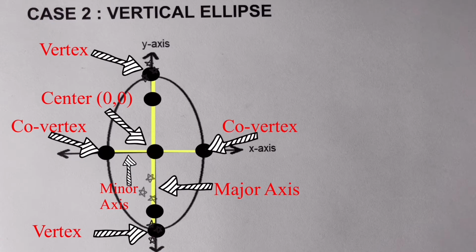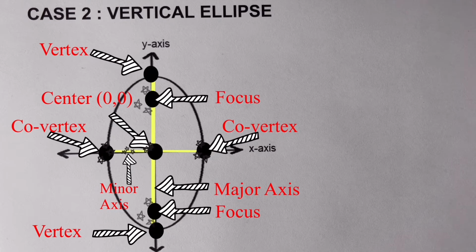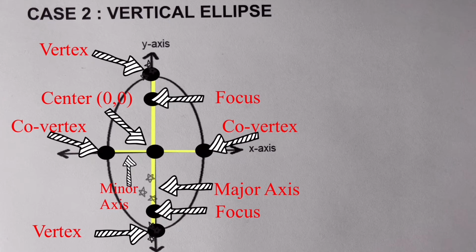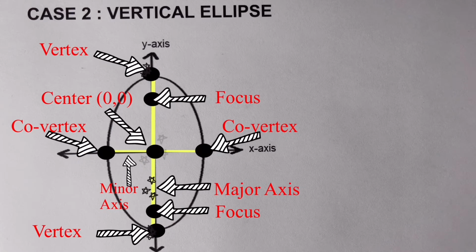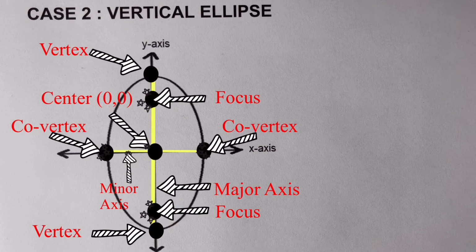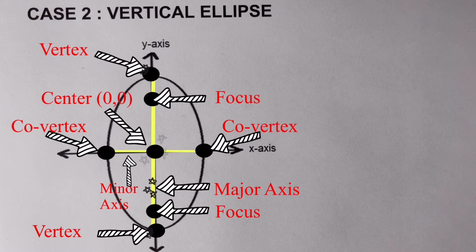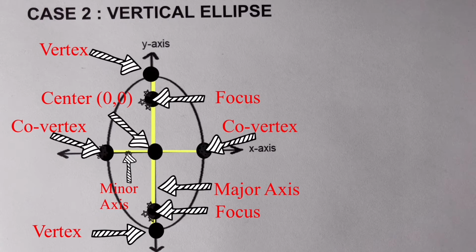Now, we also have another part which we call the focus. So these two points right here are our foci. So pretty much these are the parts of an ellipse. It doesn't really matter if it's a vertical ellipse or a horizontal ellipse. The parts would still be the same.